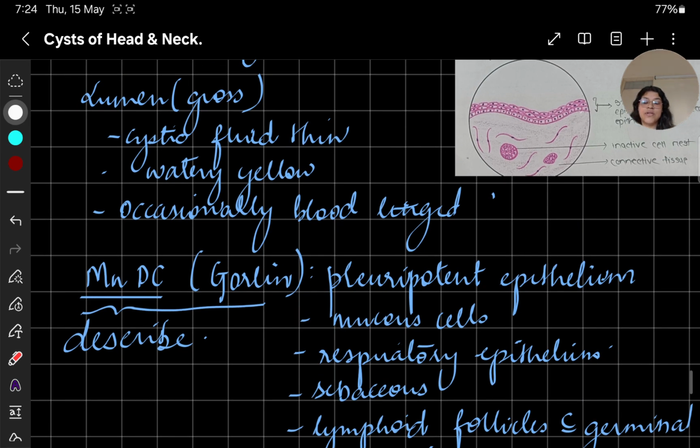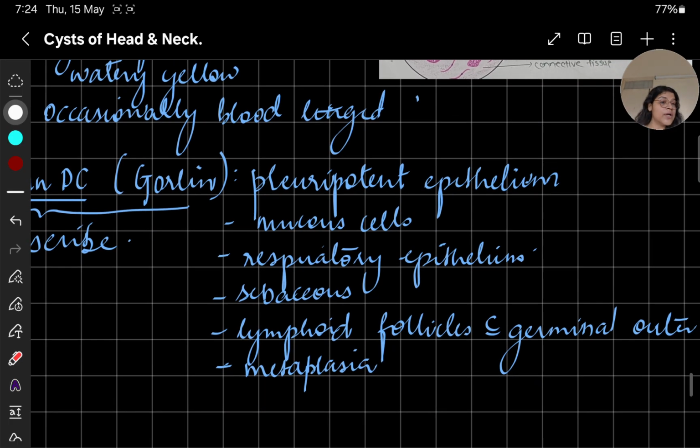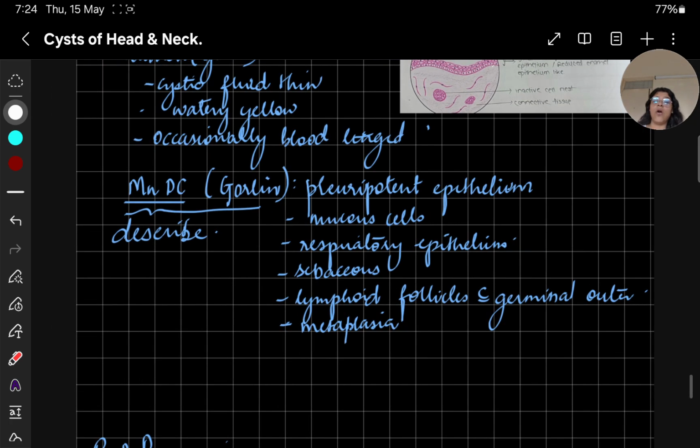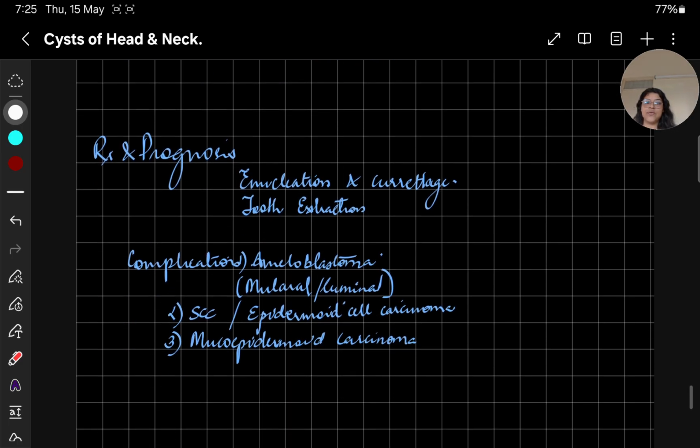If you talk about the lumen grossly, the cystic fluid is thin, watery yellow, occasionally blood tinged. And in the mandibular dentigerous cyst, Gorlin described it as a pluripotent cyst. Pluripotent epithelium could give rise to other cells. Mucous cells were seen, respiratory epithelium, sebaceous glands, and lymphoid follicles with germinal centers, and there was metaplasia. This was what Gorlin described the dentigerous cyst of the mandible to be.